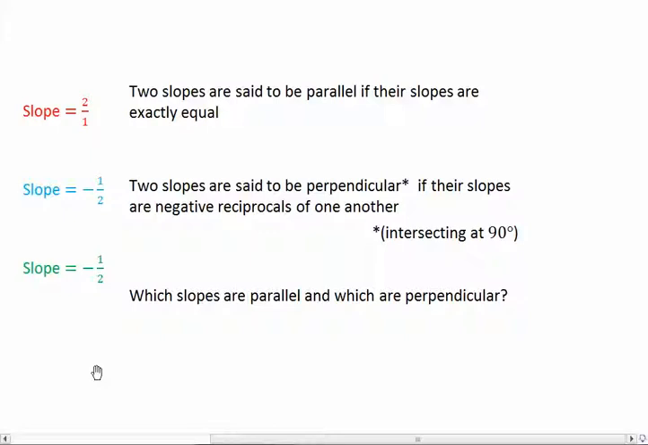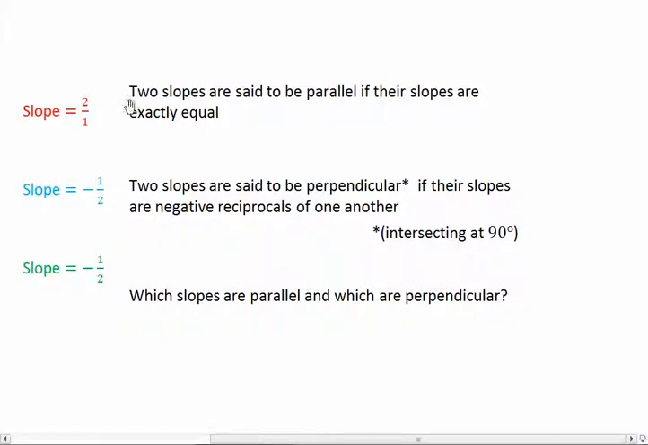So what does it mean when two lines are parallel? It means that they'll never intersect. Two parallel lines will never intersect unless they are exactly on top of each other, which means they'll infinitely intersect. Two slopes are said to be perpendicular if their slopes are negative reciprocals of one another. Perpendicular means they intersect at 90 degrees, or they form a right angle where they intersect.